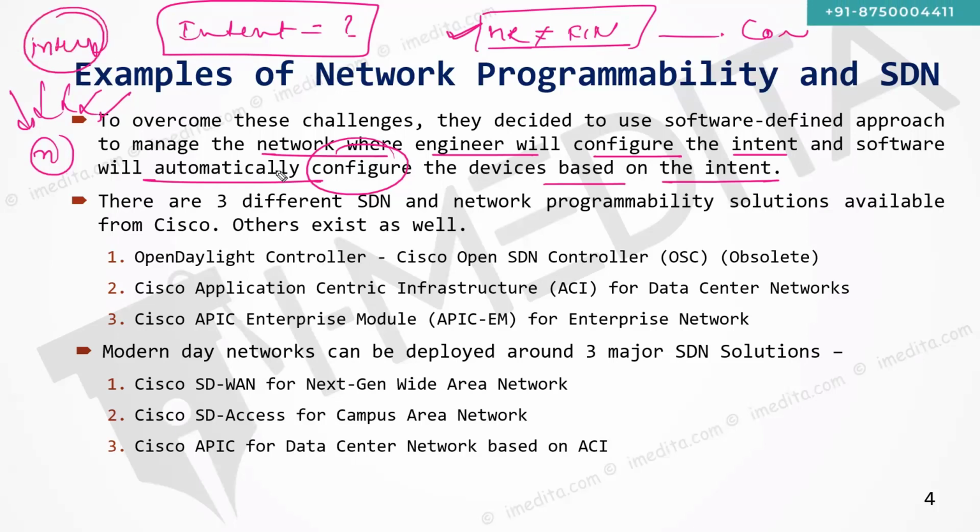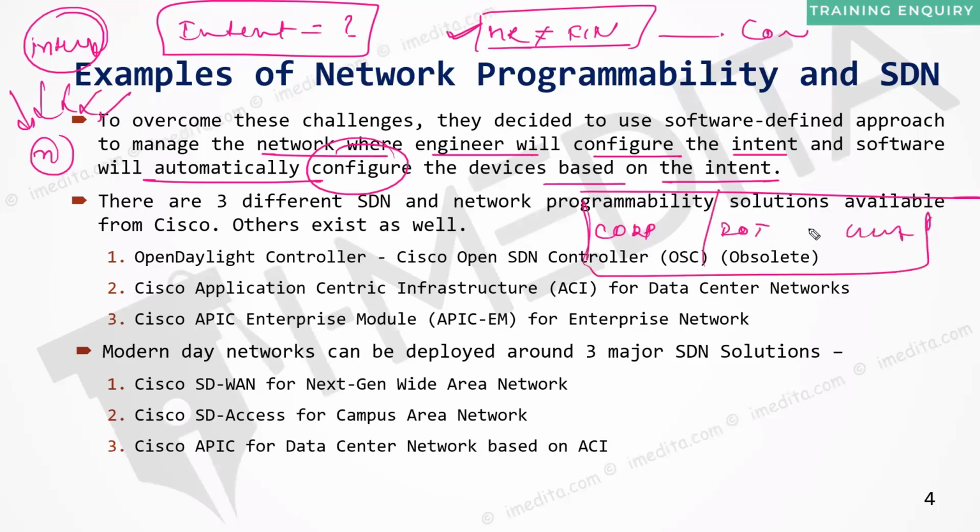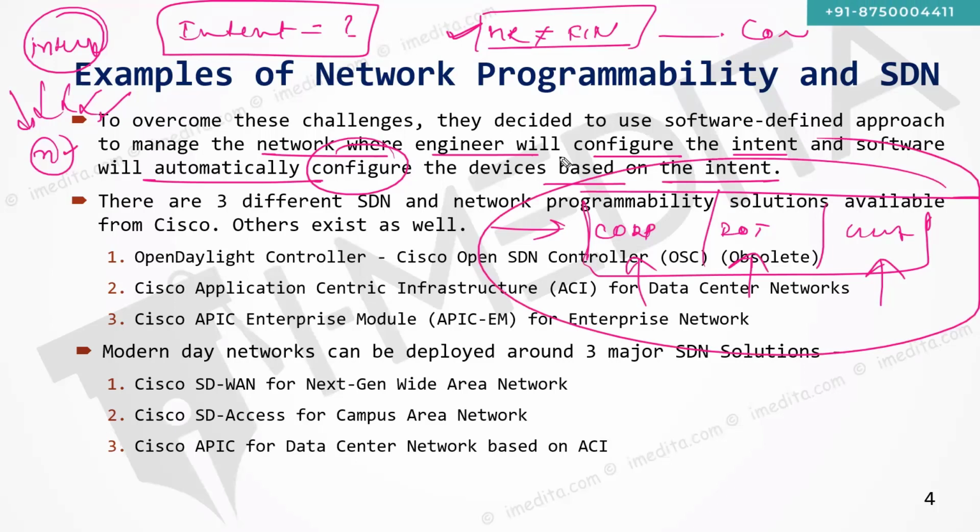For example, you want to create segmentation based on VLAN, like corporate, IoT and guest. You want segmentation between corporate, IoT and guest users? No problem. Just go to your controller and tell it to create a corporate VRF, an IoT VRF, and a guest VRF, and the controller is going to push these VRF configurations on all the devices automatically. We don't need to go on all these n number of devices and configure the VRF or VLAN manually. I don't need to do that.